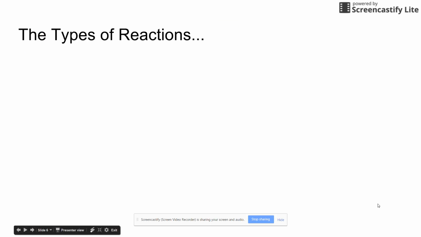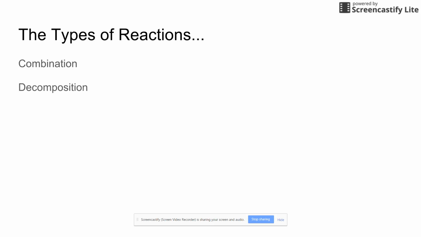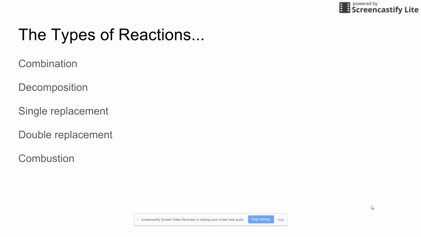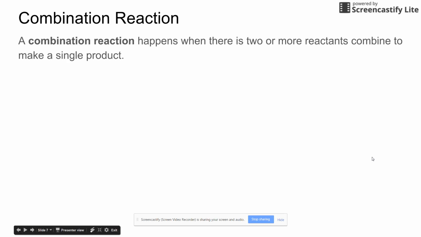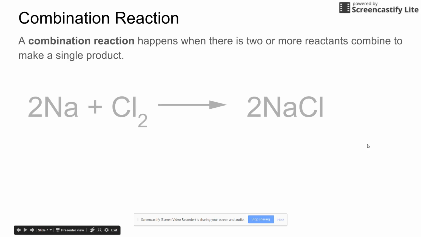Okay, so we're going to talk about types of reactions. There's combination, there's decomposition, there's single replacement, double replacement, and finally, we're going to talk about combustion. So let's start with combination, and then we'll move on to the rest. A combination reaction happens when 2 or more reactants combine to make a single product. The example of a chemical equation that does this is sodium and chlorine. They will combine and make your table salt, sodium chloride. So you have 2 reactants and they make a single product.